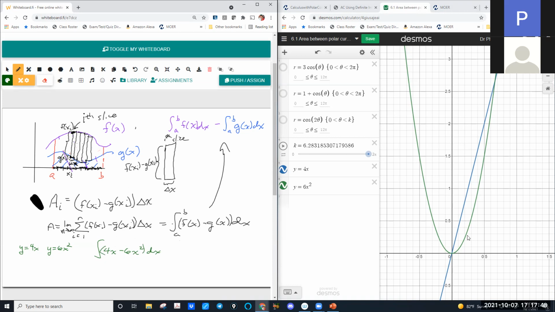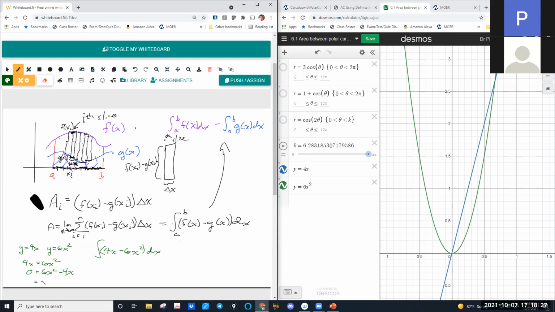Well, the limits in this case are going to be the intersection points. We got 0, 0, and 0.66, 2.66. All right, well, let's talk about where those are coming from. How do we do those algebraically? Well, remember, the intersections are where these two graphs are equal. So we can set them equal to each other: 4x equals 6x squared. And we'll solve this for x. So we can bring the 4x over: 0 equals 6x squared minus 4x.